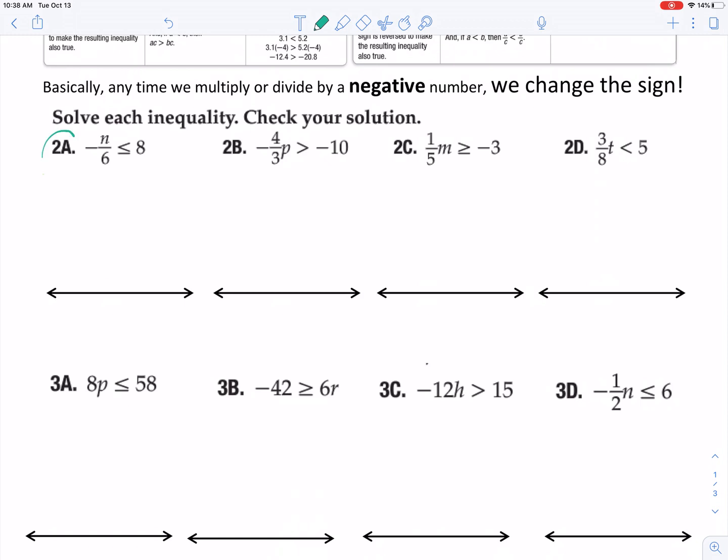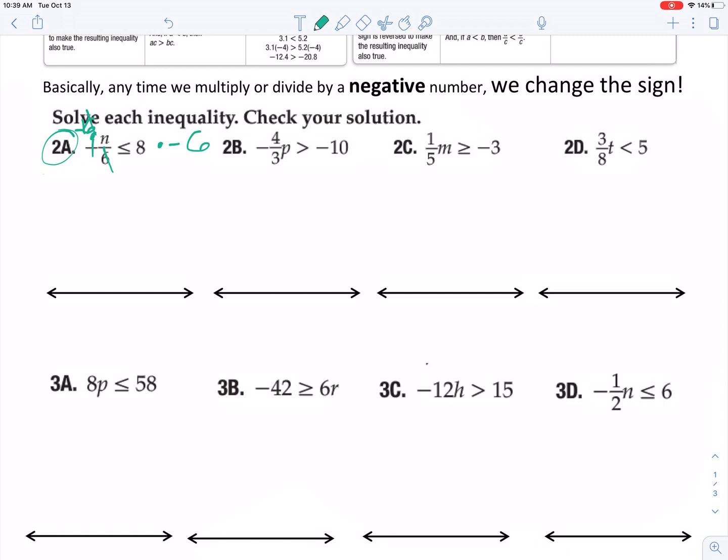So let's try 2a. I've got a negative n over 6. The 6 is connected to the n using division. The opposite of division is multiplication. So to make that 6 go away, I'm going to multiply by -6. And whatever you do to one side, you have to do to the other, which allows my negatives to become positives.